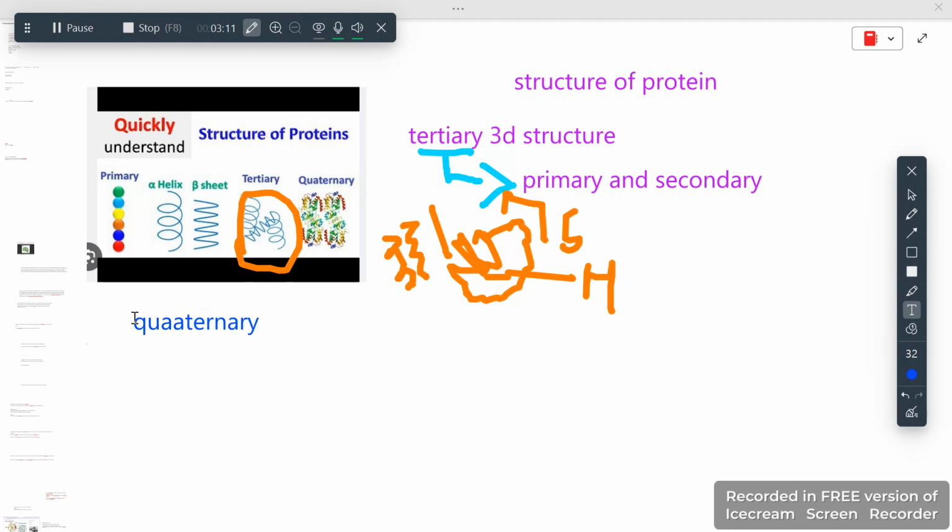The quaternary structure is made up of many amino acid chains. Not different, but many would be the perfect word to use here. Many amino acid chains make up this quaternary protein structure.